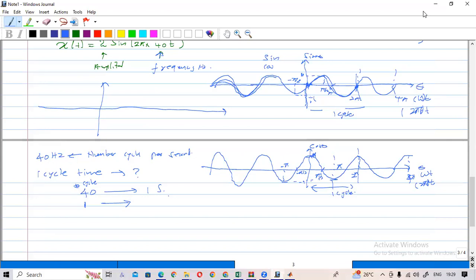What is the value for one cycle? What is the time for one cycle? If in 1 second, 40 cycles are there, what is the time for one cycle? Please tell me. Yes, very good. So that is correct. So what about others?